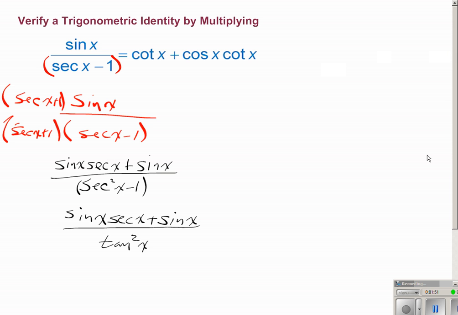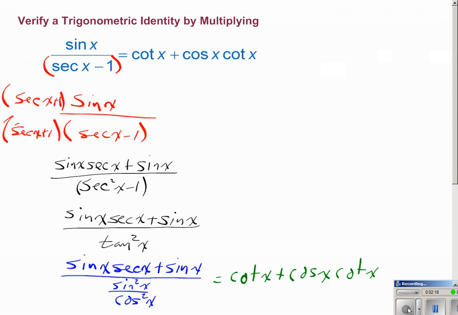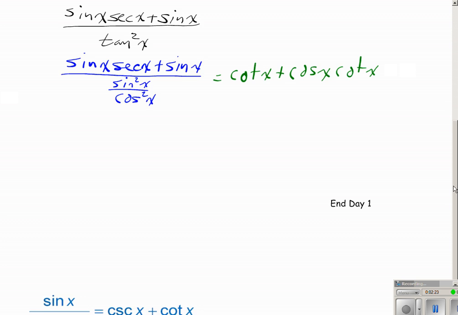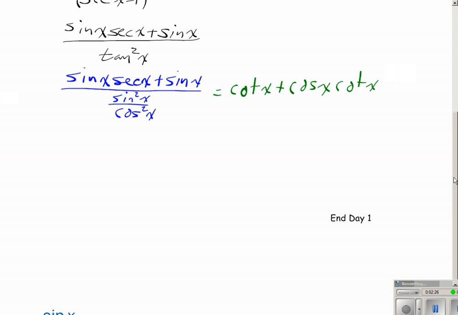So if we take the tangent squared and write it as sine squared over cosine squared, we have sine x secant x plus sine x over sine squared x over cosine squared x. I've rewritten the right side here so we can scroll down a little bit and still see what we're trying to get to. And so from there, if we take the left side, now we have a complex fraction.